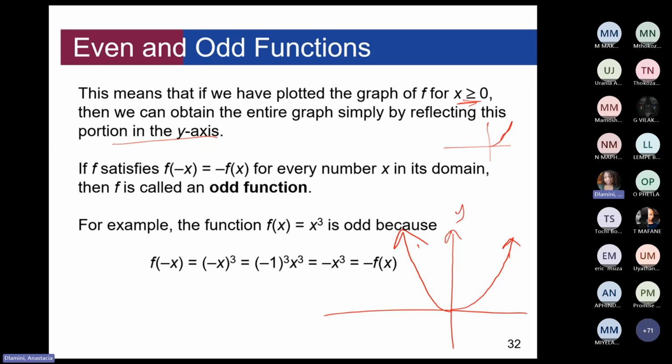Now they're saying the other way around. If f satisfies this, look at this: f of x equals x to the power of 3. If I put a negative inside, do you agree that this becomes negative x to the power of 3? So this becomes the negative of the function f of x. Then we say that function is odd.